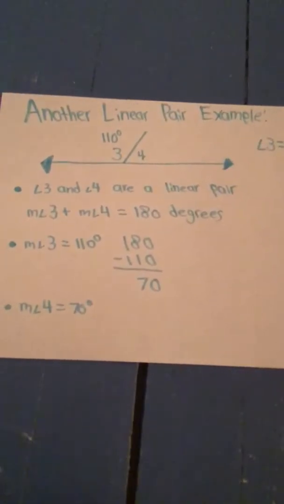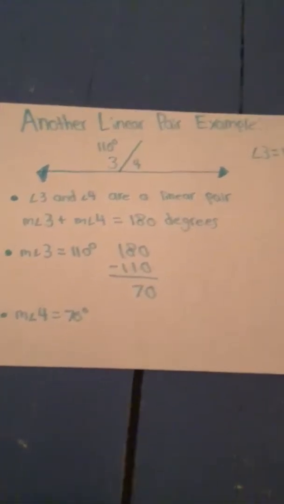A way to check your work, in case you're worried that you're wrong, is to add up the two angles that you get and make sure that they add up to 180, nothing more and nothing less.